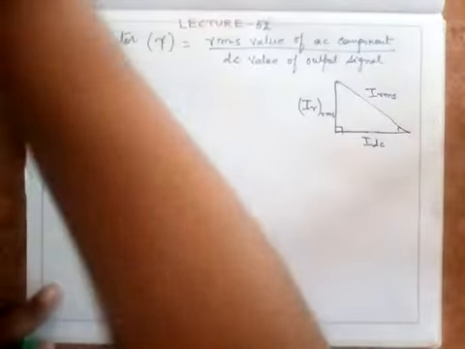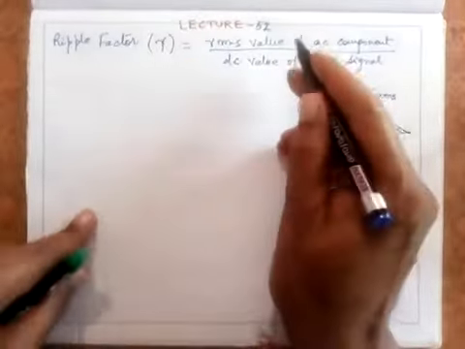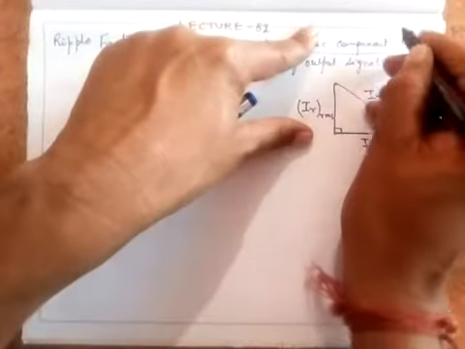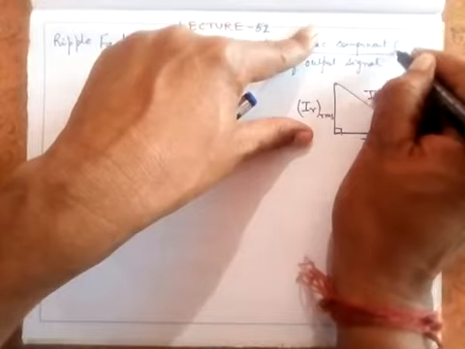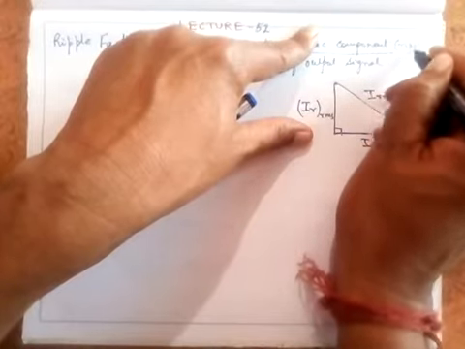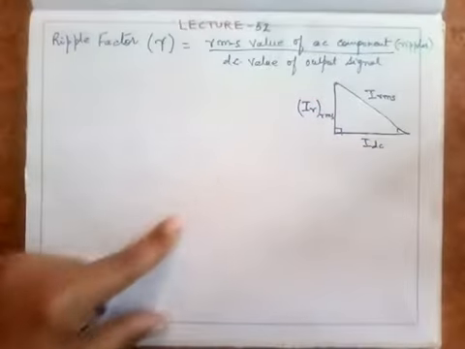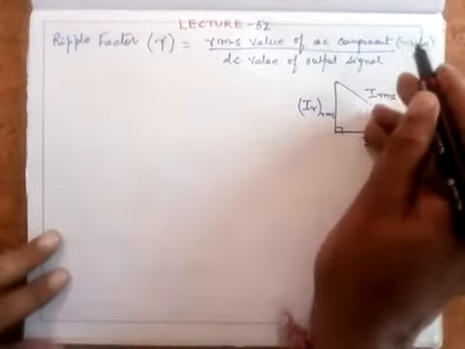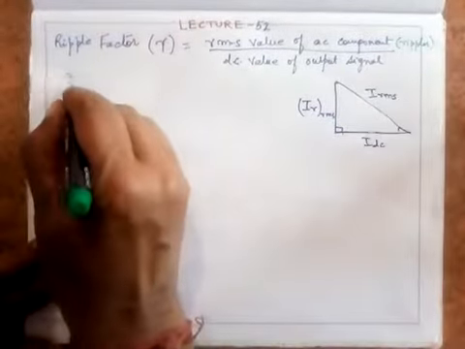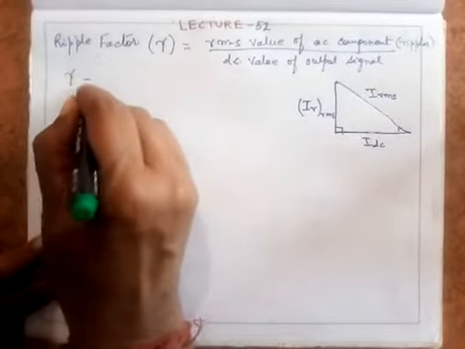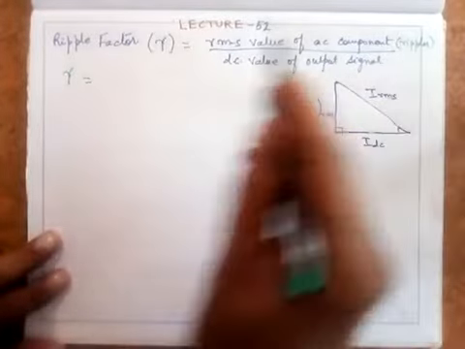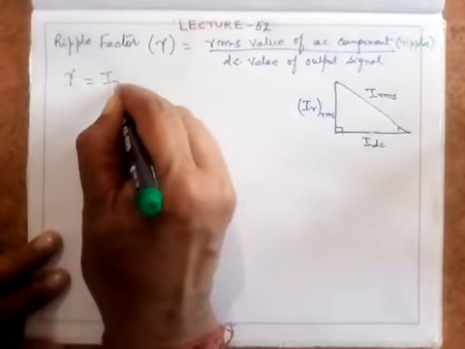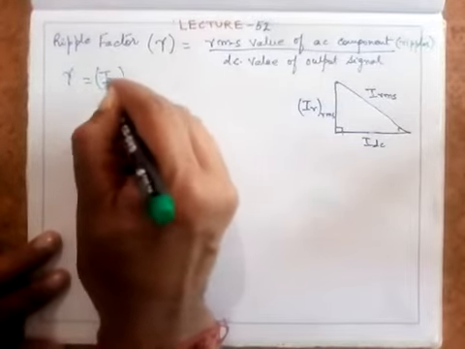So once again I define this: the ripple factor is the RMS value of the AC components, which I can also call the RMS value of the ripples which are present, with respect to the DC value of this. So let's define this gamma. Gamma is equal to the RMS value of the AC component, that is, the RMS value of the ripples, I_R for ripples.